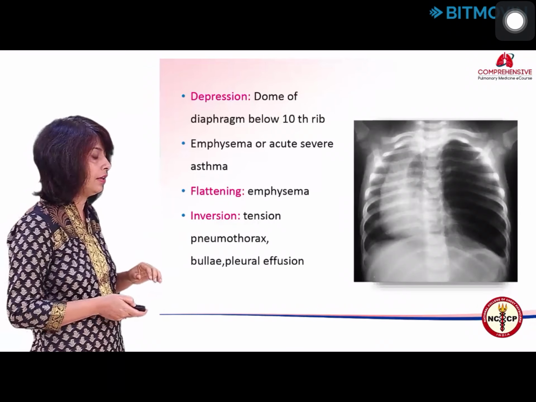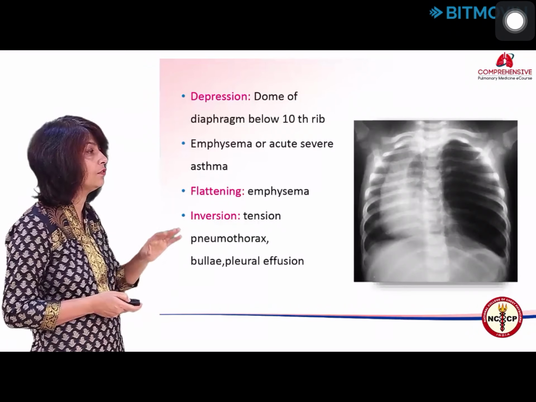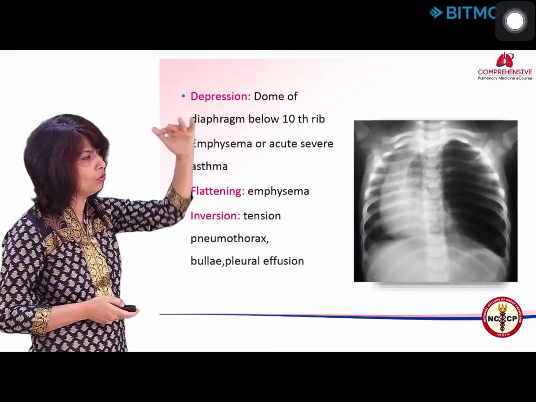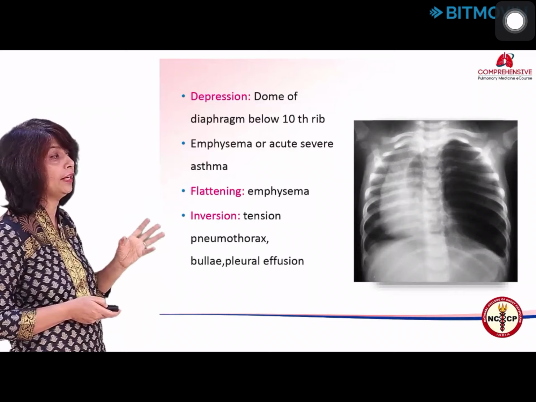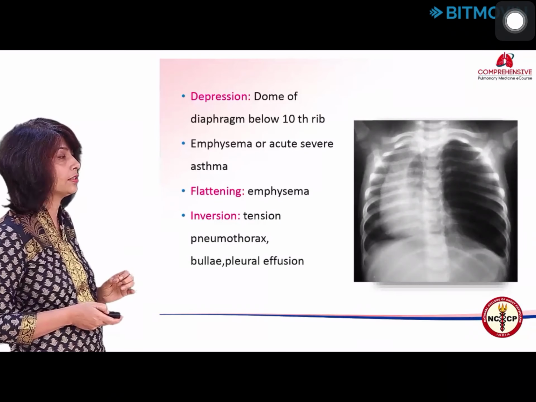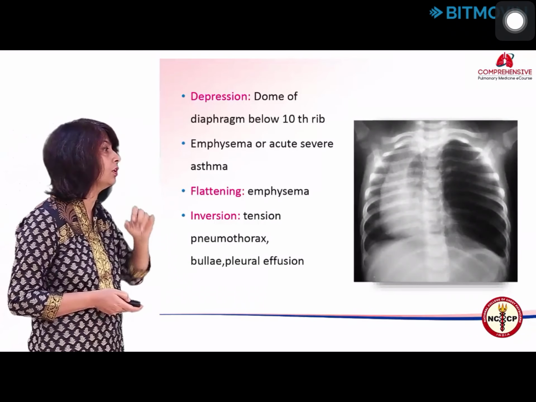I didn't have a very good example of a gross inversion, but this diaphragm can go low down into the abdomen. That's when you know that it's bad news if it's a pneumothorax. So we will see what pneumothorax will look like.